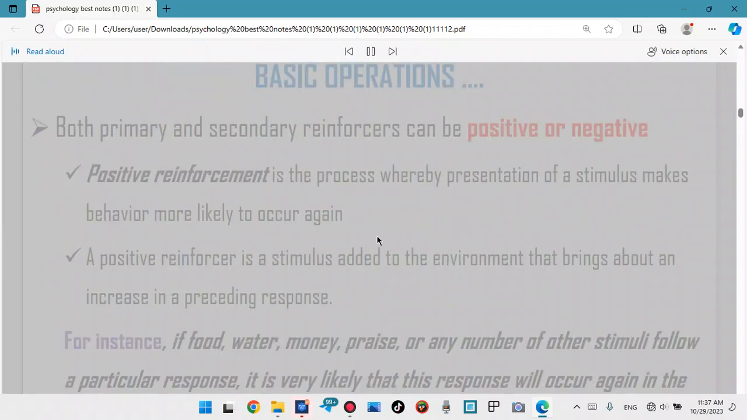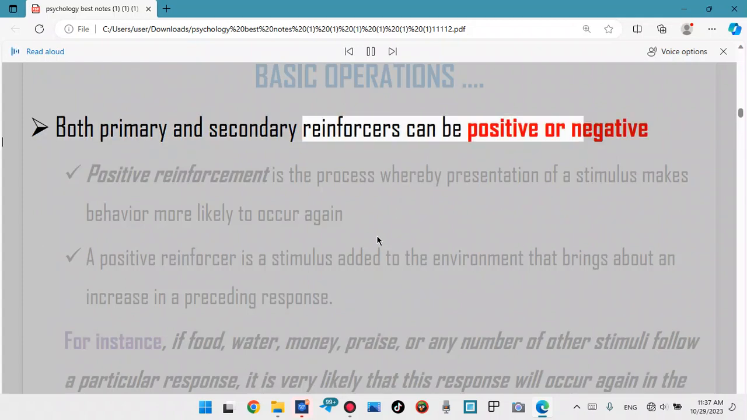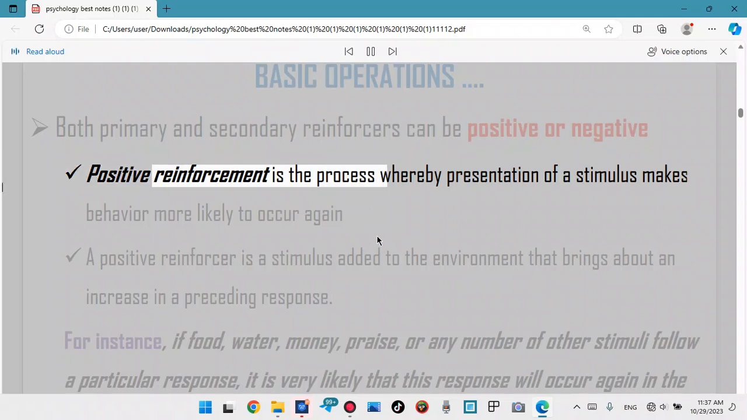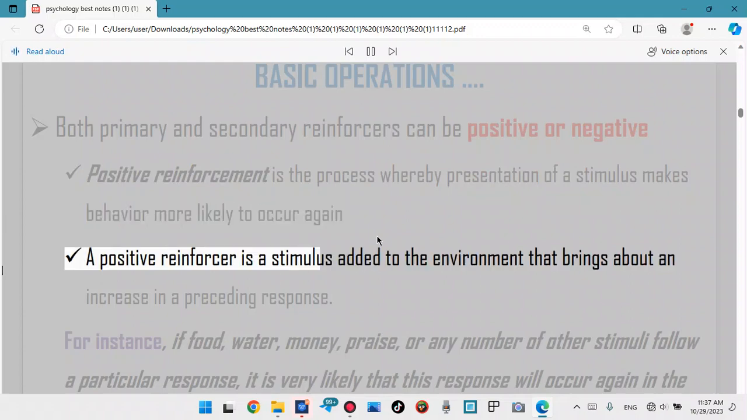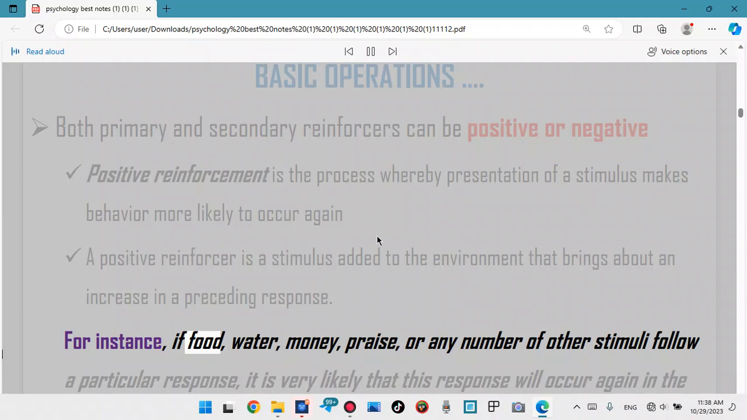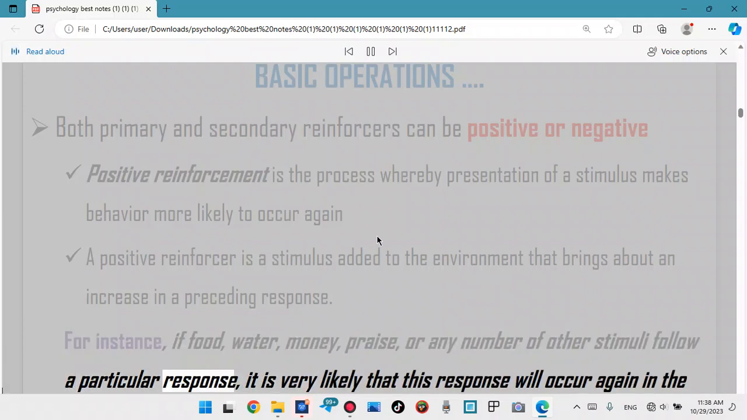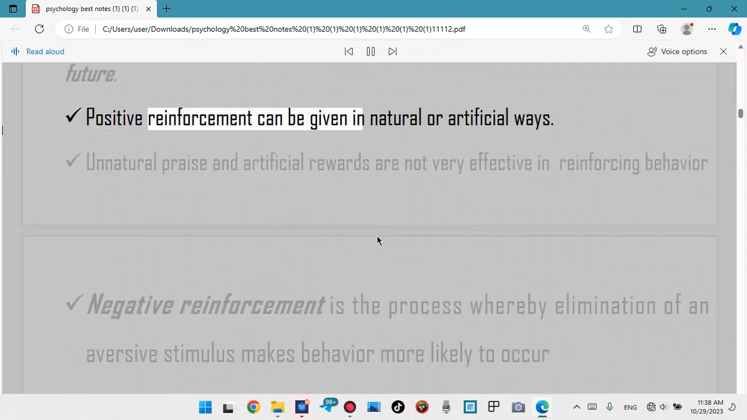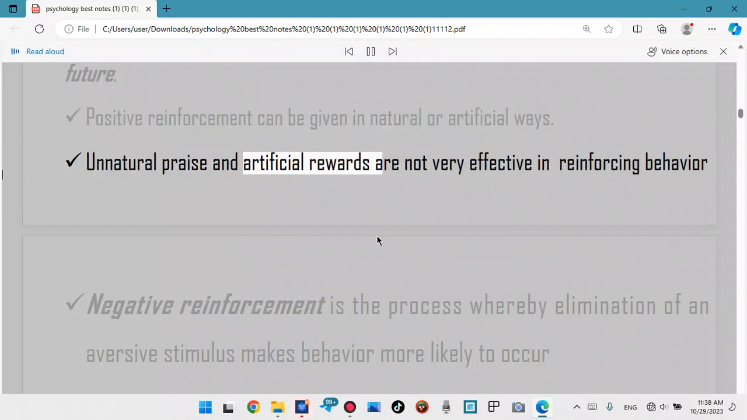Both primary and secondary reinforcers can be positive or negative. A positive reinforcement is the process whereby presentation of a stimulus makes behavior more likely to occur again. A positive reinforcer is a stimulus added to the environment that brings about an increase in a preceding response. For instance, if food, water, money, praise, or any number of other stimuli follow a particular response, it is very likely that this response will occur again in the future. A positive reinforcement can be given in natural or artificial ways.